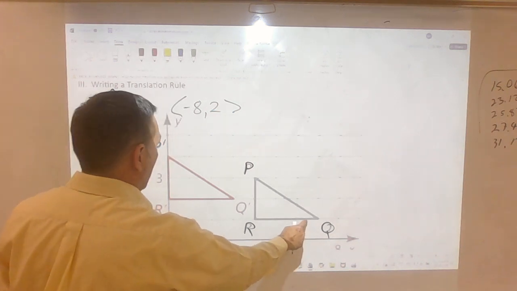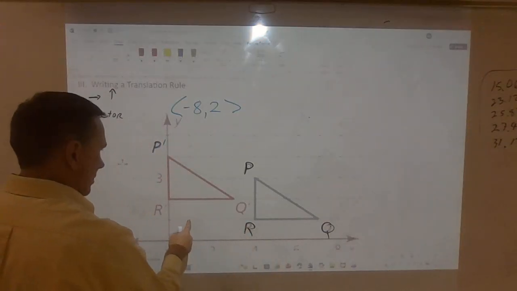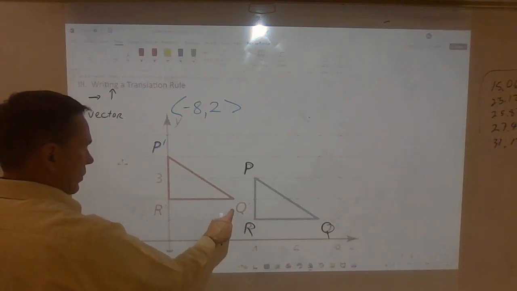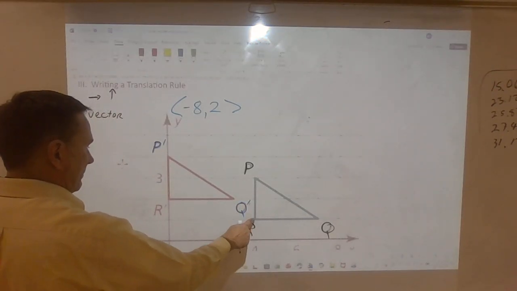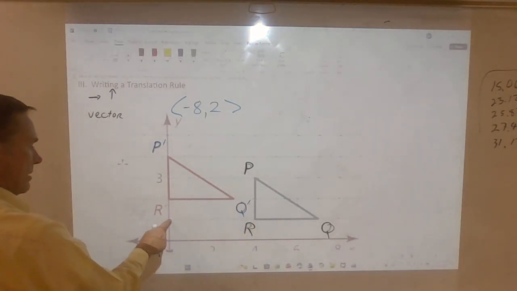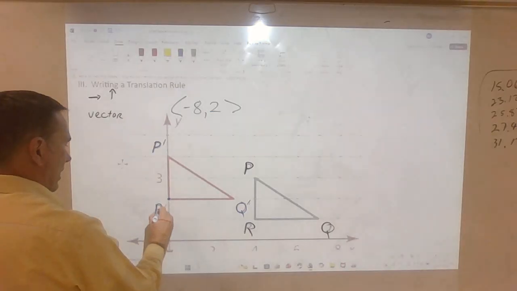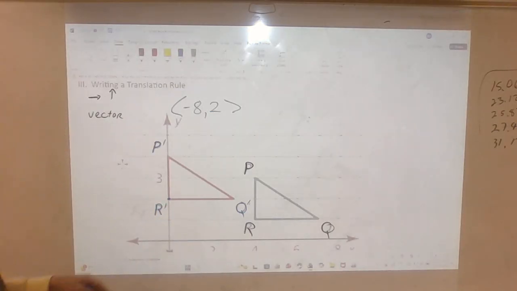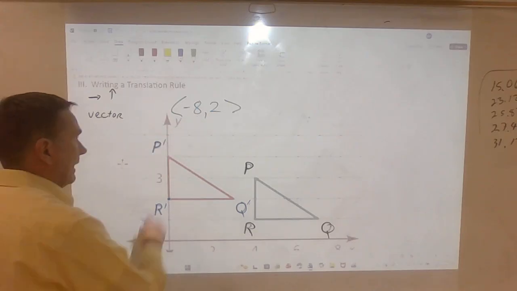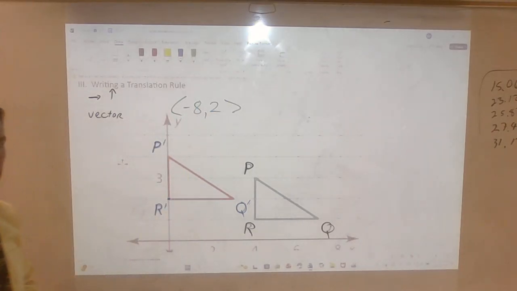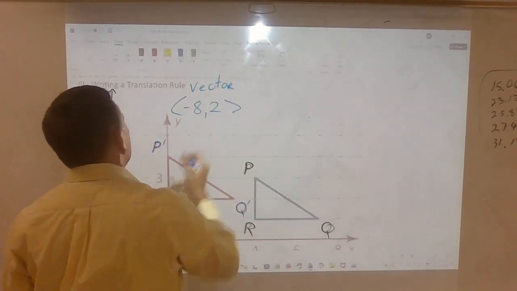For Q, we're moving again 8. Coming over to here, we're going up 2. Here's Q prime. Same thing with R. We're moving 8 to the right and up 2 to get to here. And here is R prime. So we can look to see how far we're moving left and right. And that would be kind of like our vector. So this is how we're going to write this with a vector.